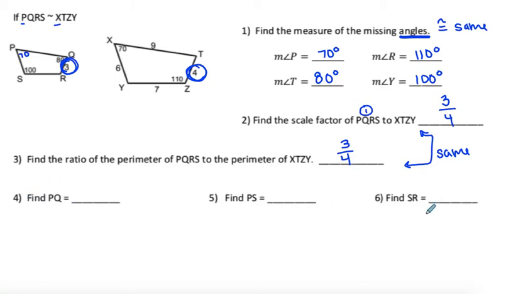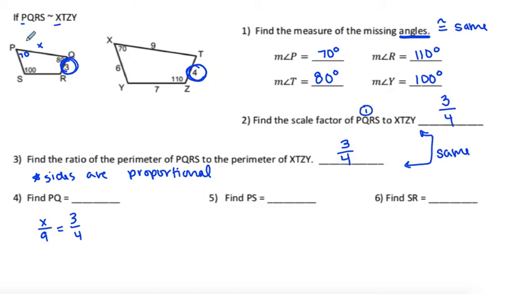And now on 4, 5, and 6, this is where we actually can use our scale factor to find these missing pieces. So if I wanted to find PQ, this is a side. Sides are proportional. So we want to remember angles are congruent, but sides are proportional. So we want to set up a proportion to solve for PQ. So X is going to go with 9, the same way that 3 went with 4. And notice that because I don't know one of these, I can stop and I can cross multiply.